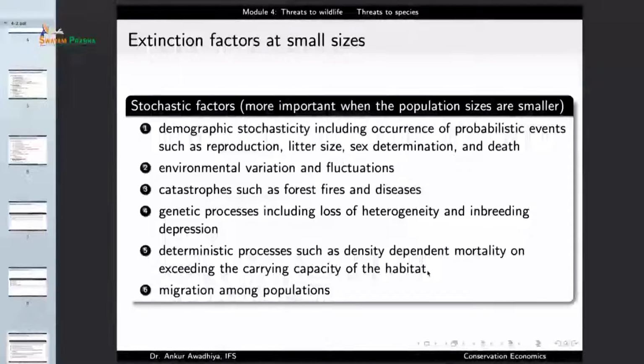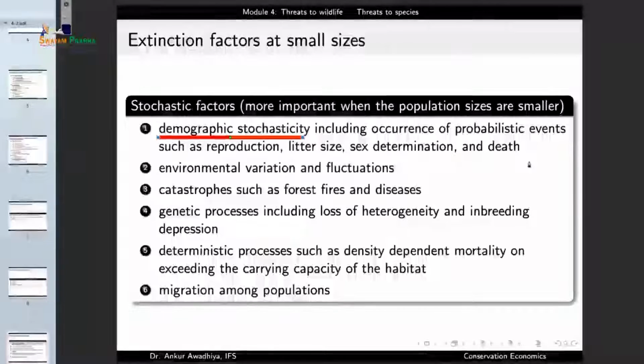On the other hand, the stochastic factors, which are more important when the population sizes are small, comprise of things like demographic stochasticity. Now, demographic stochasticity includes occurrence of probabilistic events such as reproduction, litter size, sex determination, and death. Now, what do we mean by demographic stochasticity?